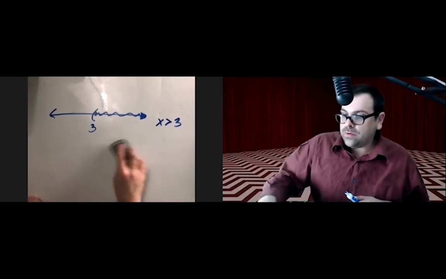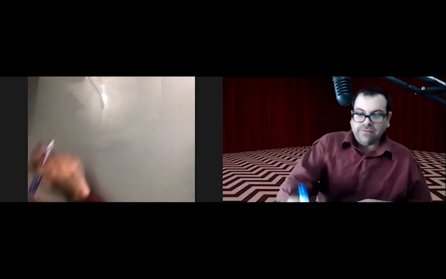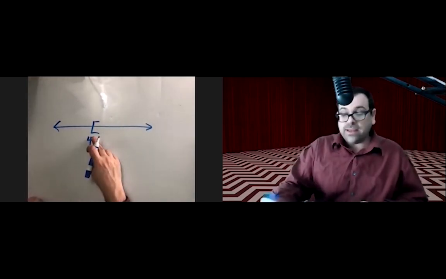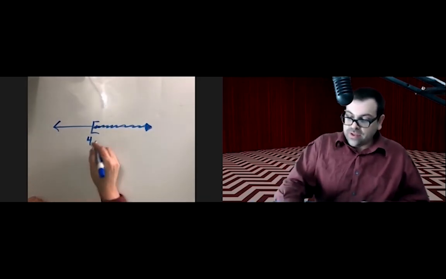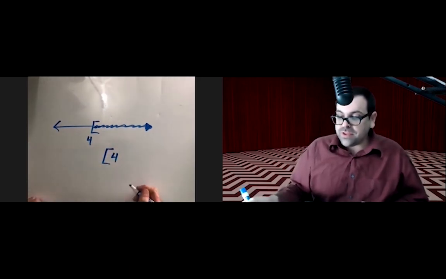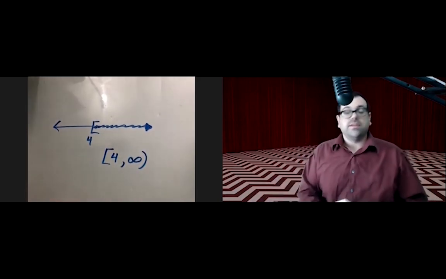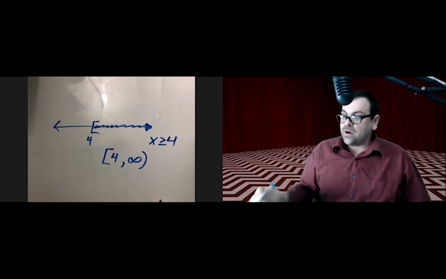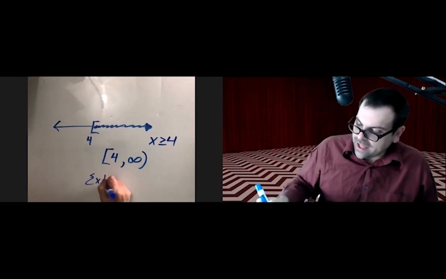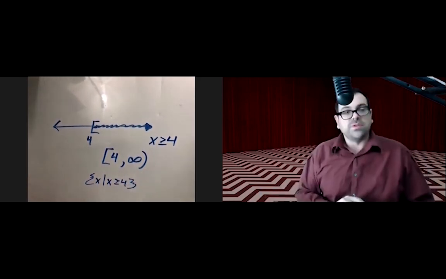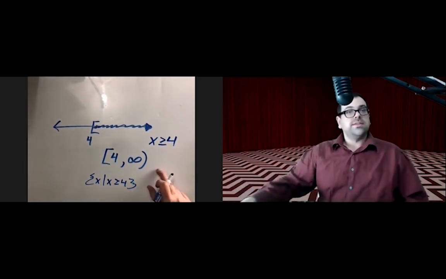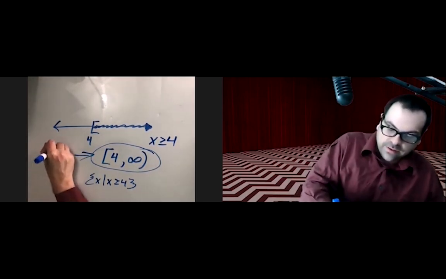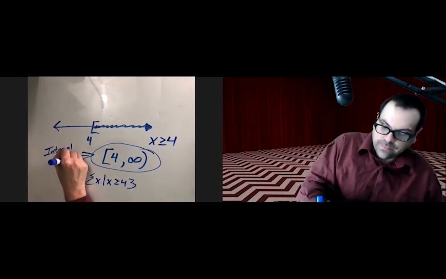So if this was a 4 and it had a square bracket and it goes this way on and on forever, the square bracket goes with the 4, but the infinity is always a parenthesis. And this would be x greater than or equal to 4. Or in set builder notation, the set of all x such that x is greater than or equal to 4. Inequality, set builder notation down here. But what we're going to use most often, interval notation.